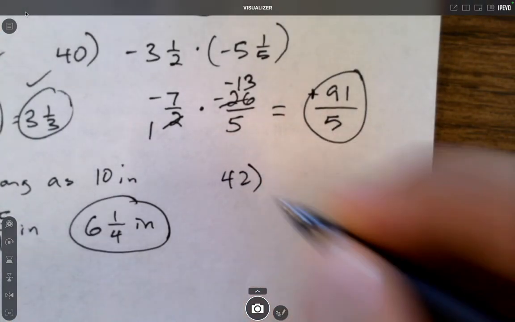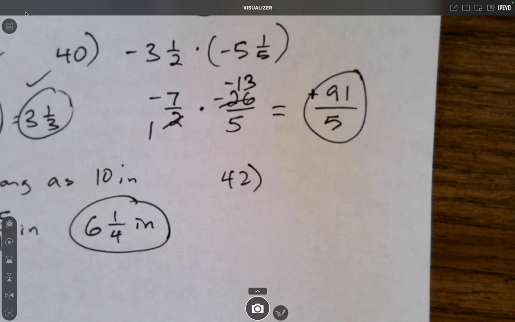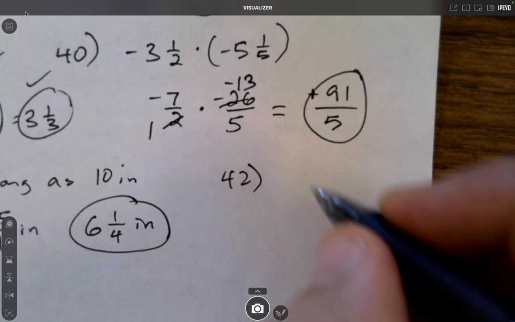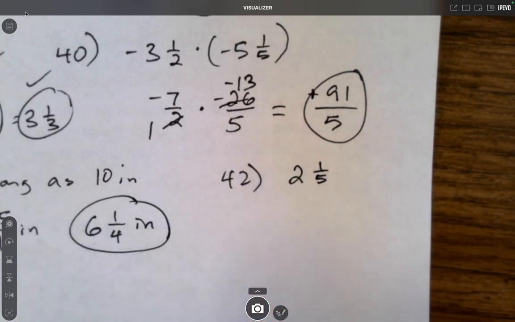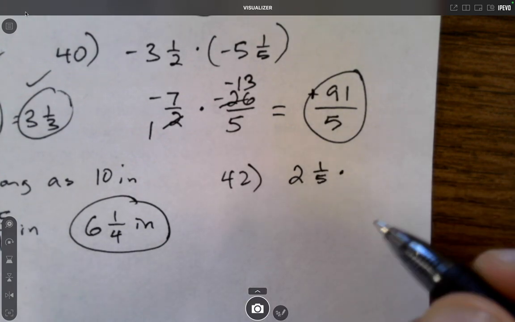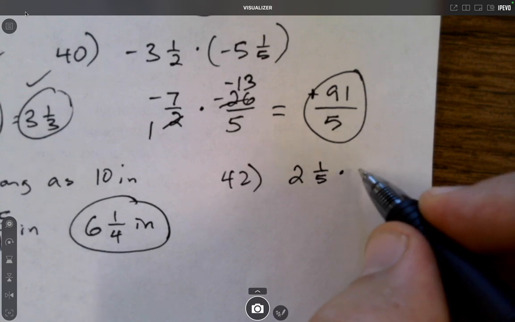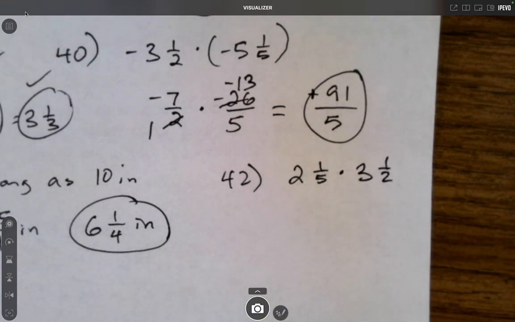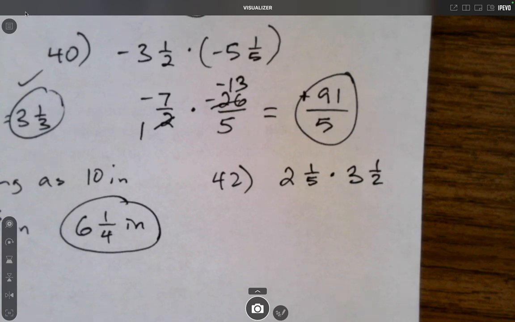Okay, 42. A liter of water weighs approximately 2 1/5 pounds. While backpacking, Enrique wants to carry 3.5 liters of water with him. Find the weight of the water Enrique is taking. So we'll need to multiply these two together, because 1 liter weighs 2 1/5 pounds, and he wants to take 3.5 liters. So if we multiply those together, that'll tell us how much weight he's carrying in water.